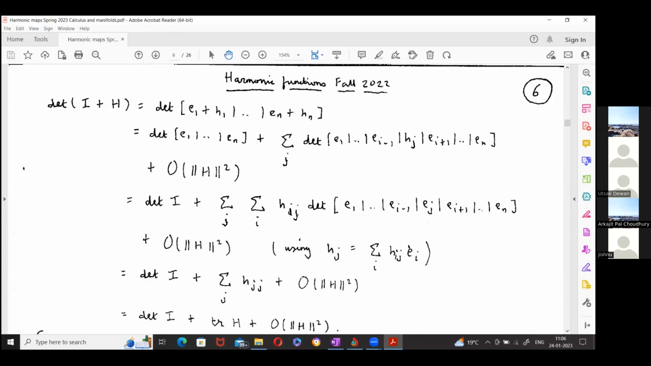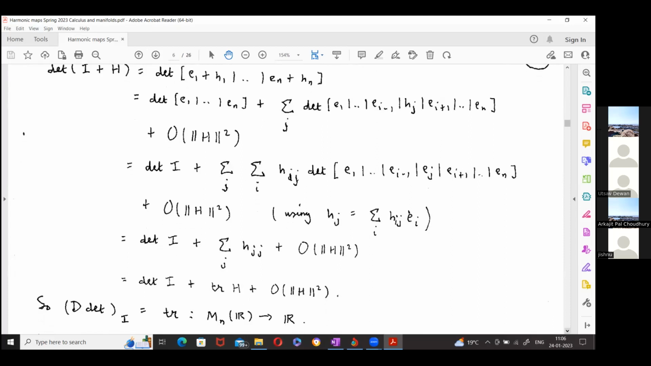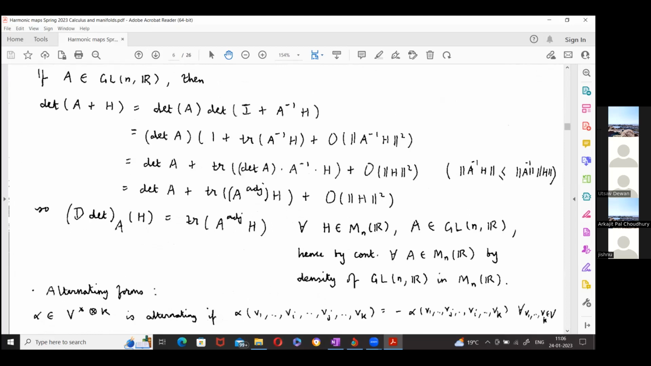So we computed the derivative of the determinant of the identity last time. That turned out to be the trace, right? So the derivative of the determinant at the identity is a linear map from the space of matrices M_n(R) to R. That linear map is given by the trace, okay? We'll use this fact later when we talk about the Laplacian and divergence.